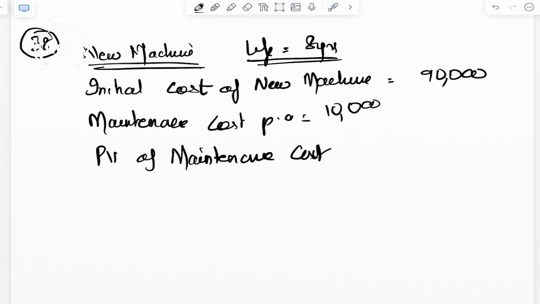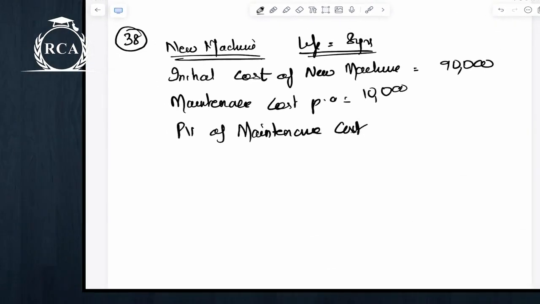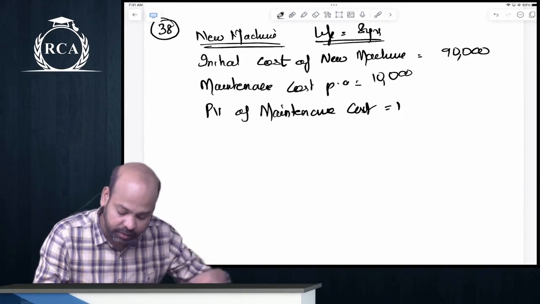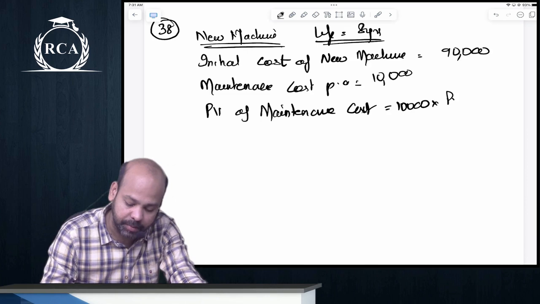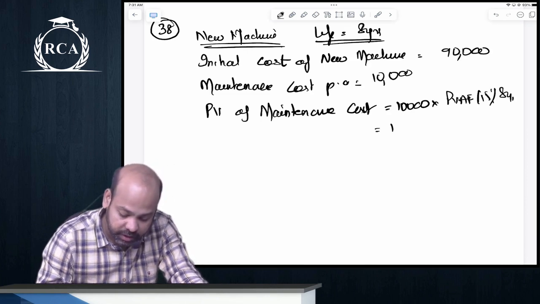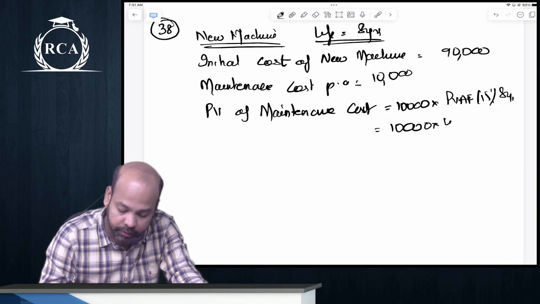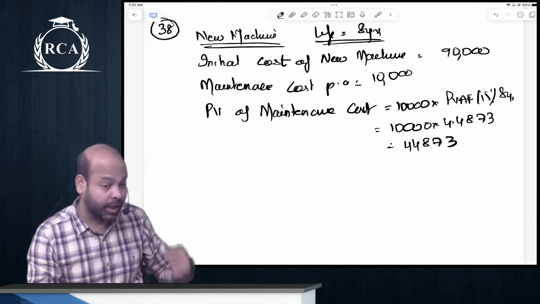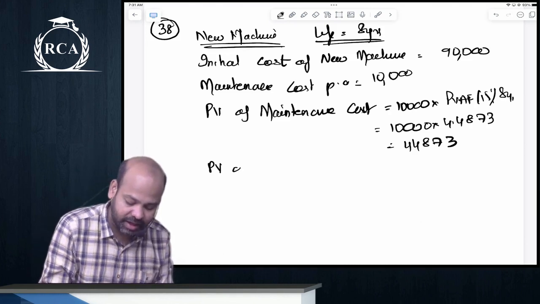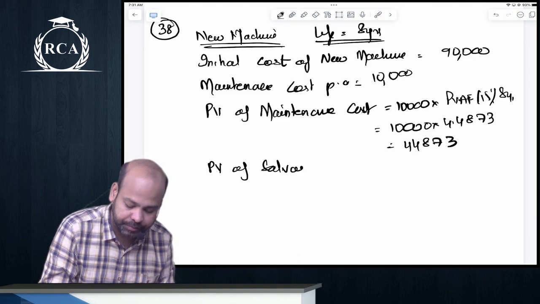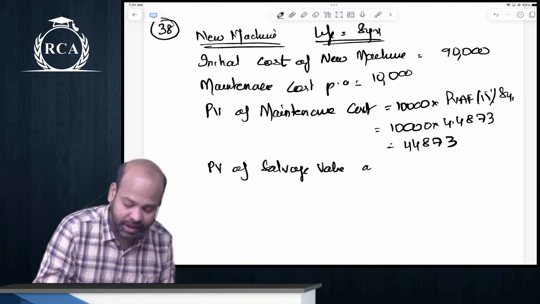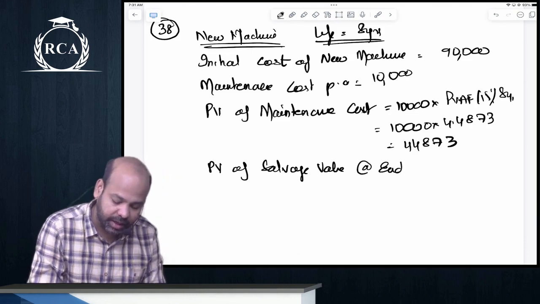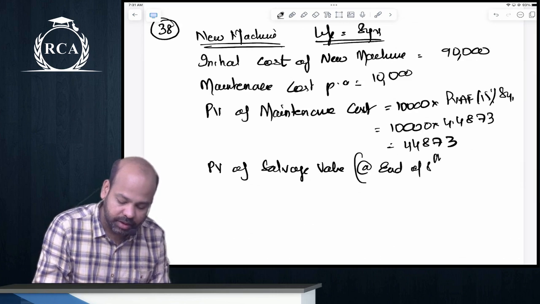Do you all get 28,600 for the new asset, guys? What's the present value of maintenance cost? 10,000 rupees multiplied by PVAF, guys, at 15% for 8 years, which is 10,000 into 4.4873 as given in the question, 44,873. I will still have to take present value of salvage, guys, arising at the end of 8th year. So how much will this be, guys?